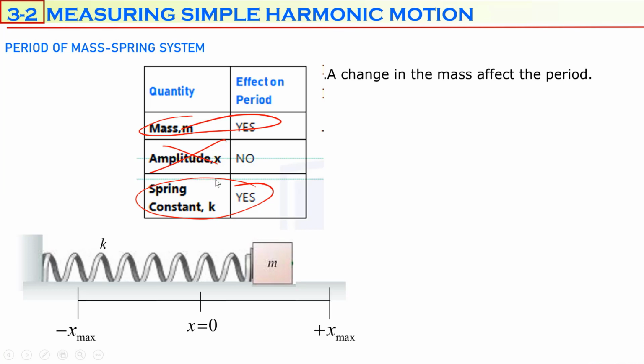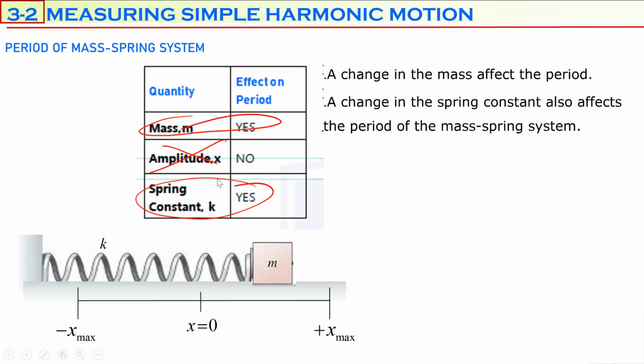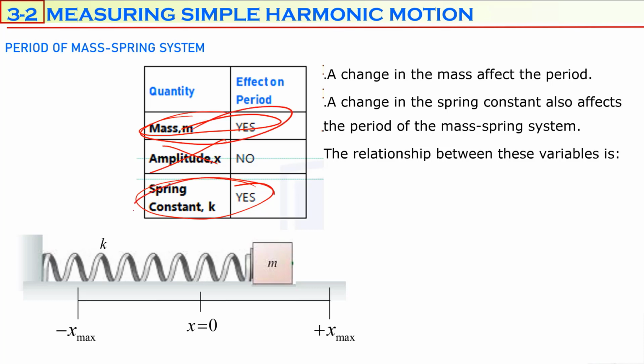So a change in mass affects the period, a change in spring constant affects the period, but a change in amplitude does not affect the period. That's why these two quantities are included in the equation of the period of the mass spring system. The equation will be T = 2 pi times the square root of m over k.